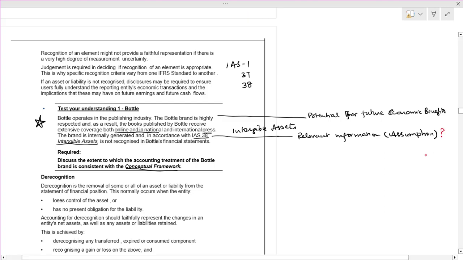The conceptual framework says that the first condition is being met. The second condition is very important. These types of questions they will ask somewhere in theoretical ones, and the moment we start doing the questions, we will come across what the criteria of intangible assets is. It says that it can only be recognized if it provides relevant information, and you should also have a faithful representation. That's very important.